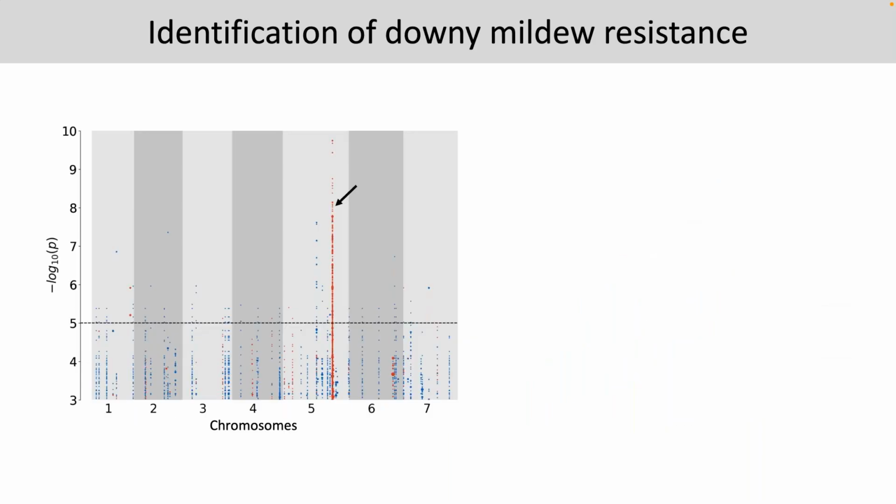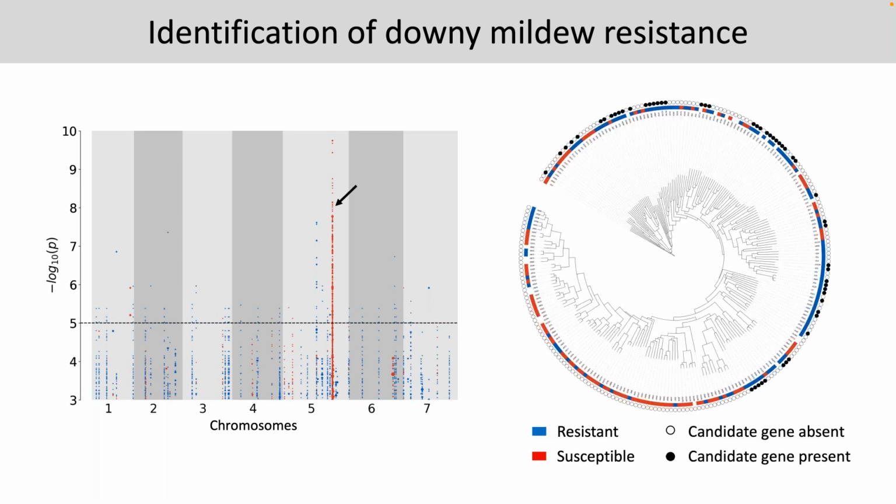When we did the analysis with both the races separately, we got the same peak on chromosome 5 with both the races, which was expected because the data was highly correlated. This is a peak you see on chromosome 5, a very clear peak. And when I analyzed the distribution of this resistant locus, out of 120 resistant lines indicated with the blue color in the phylogenetic tree on the right, 48 carried this locus.